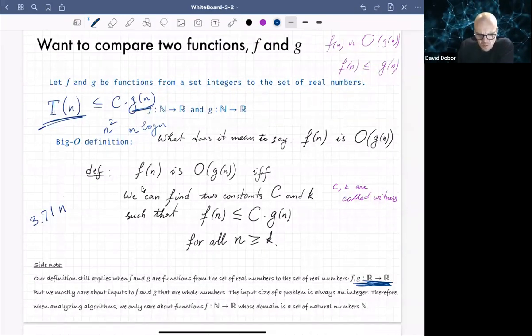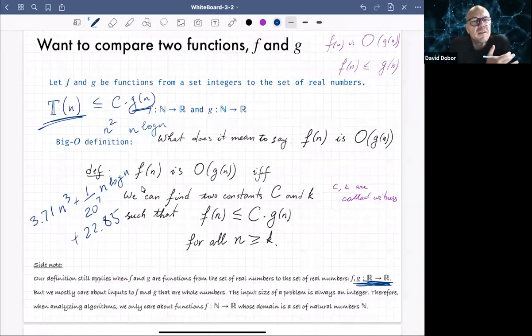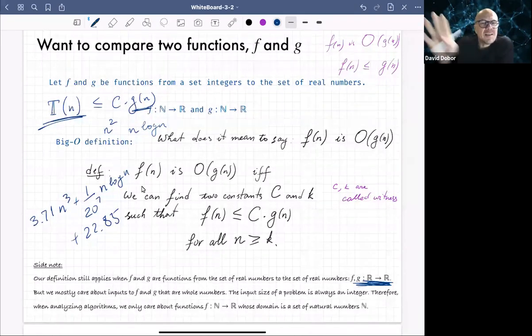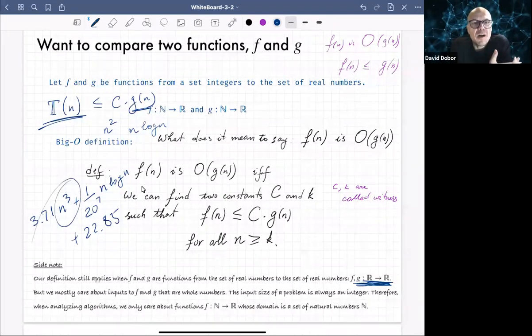And you want to say that your algorithm, whose actual real world runtime was some ugly looking expression like 3.71 n cubed plus 1 over 20 to the 7th power n log n, blah, blah, blah, plus 22.85, so some ugly looking function you'd rather not deal with, that's the actual runtime in milliseconds, how long it takes, let's say. You want to simplify all of that fluff and say that this is roughly big O of n cubed, and that's it. That's one of the purposes of big O, to talk about complicated, unpleasant functions in a much simpler, more elegant way. Does that make sense?